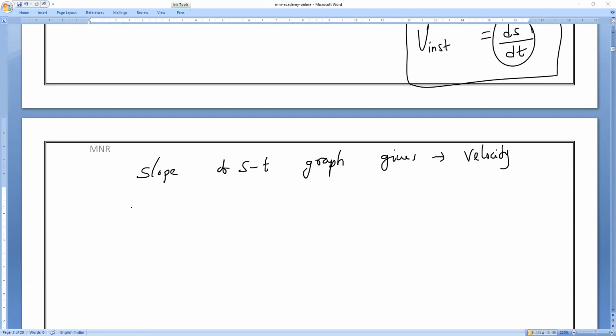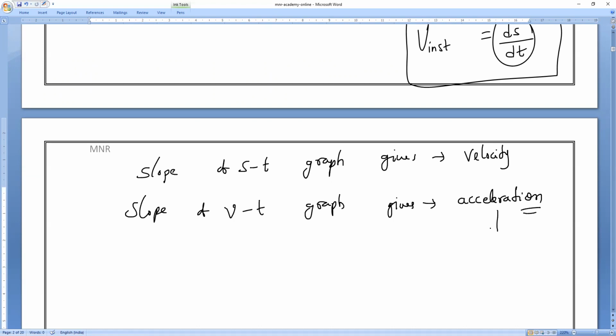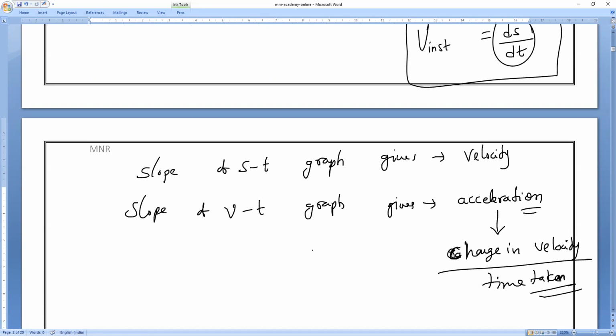Same way, keep it in mind, the slope of the velocity versus time graph will give you what? Acceleration. Understood? Because acceleration means change in velocity divided by time. Is it okay? Yes, sir. That is what you have to remember.